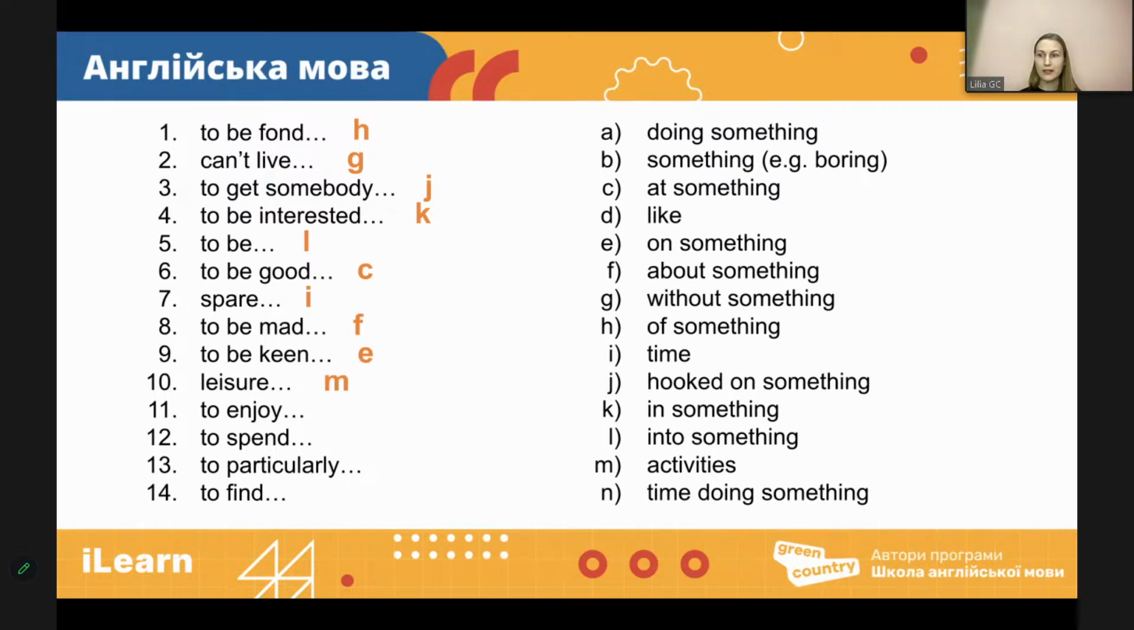Leisure activities. So leisure is дозвілля in Ukrainian. So just your free time, the time you spend with yourself and doing the things you like. And when we say leisure activities, it's activities that you do in your free time. So leisure activities. Заняття, які ви робите в вільний час. Leisure activities.